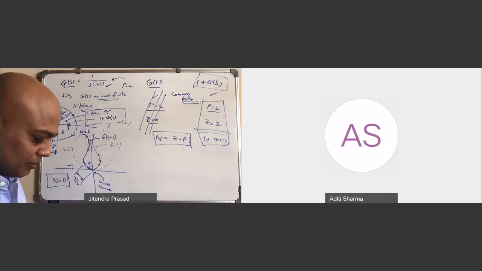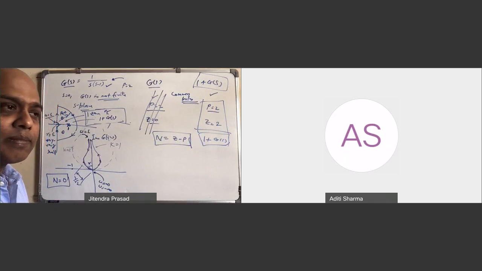Sir, it will not include the other zero of the G(s), because only Z equal to 1 is coming from the stability criteria.